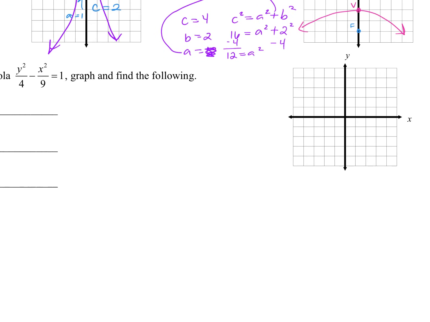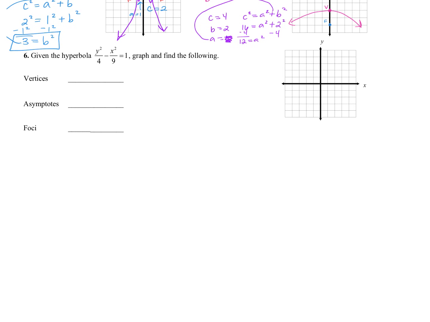Okay, last one. It says given the hyperbola, so now we have our equation, graph and find the following. So we need to find our vertices. Notice what is first. Y is first. So that means our vertices are going to be on the y-axis, okay? This is b squared, so that means b is the square root of 4, or 2. That means my vertices are plus 2 and minus 2. The way we write that is 0 plus or minus 2. So those are our vertices.